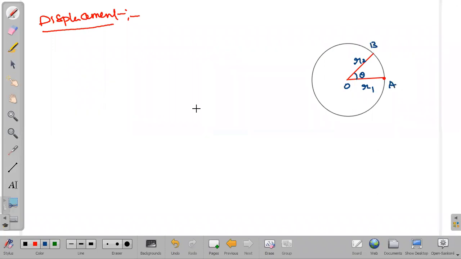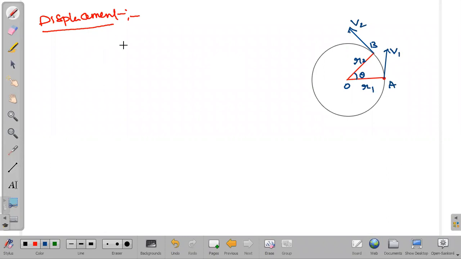Now the velocities also I will represent over here itself. At this particular point, velocity will be in this particular direction, and here velocity will be in this particular direction. So velocities also I will be mentioning over here. The tangent gives the velocity direction. Here also the velocity is v2. Now, what I want is displacement.